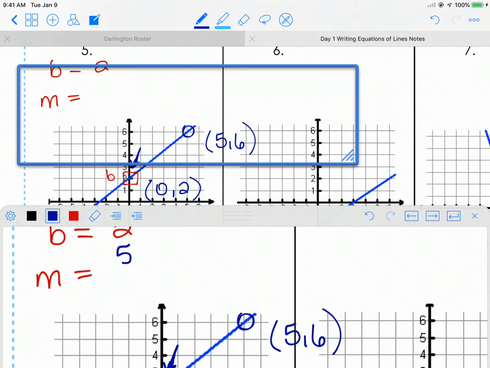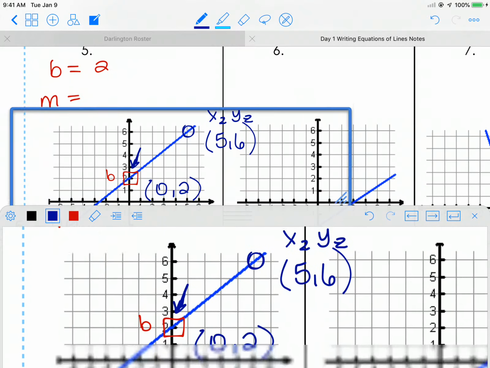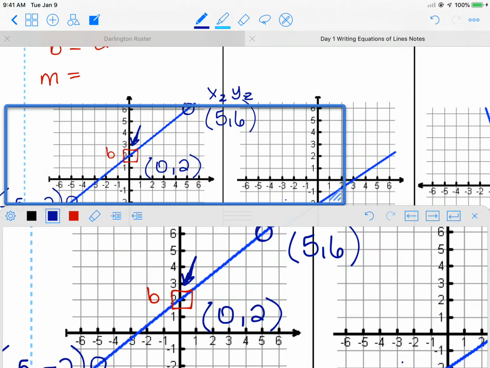So y2 minus y1. So y2 is 6. x2 is 5. And then x1 is going to be 0.